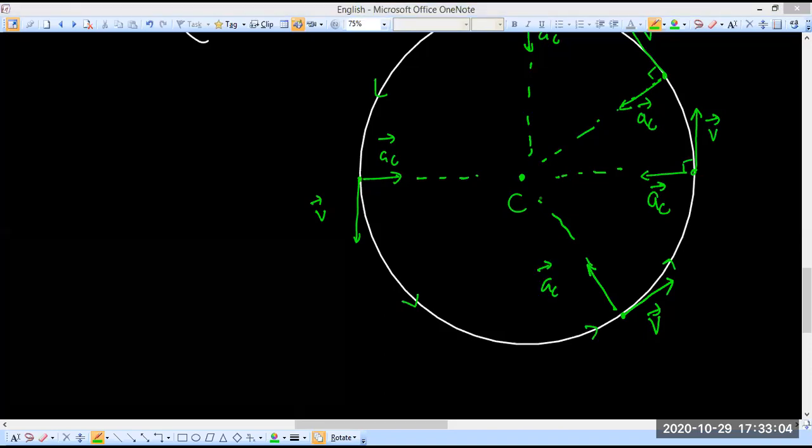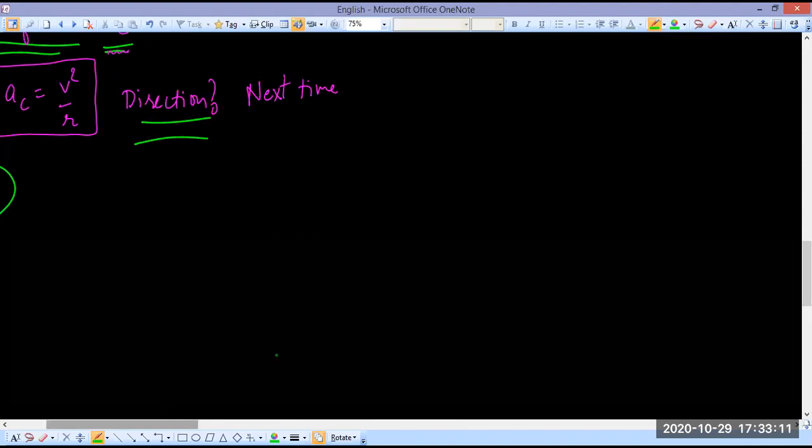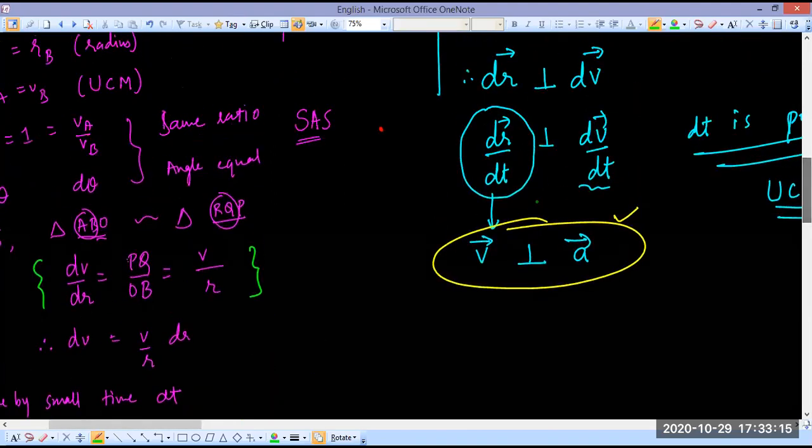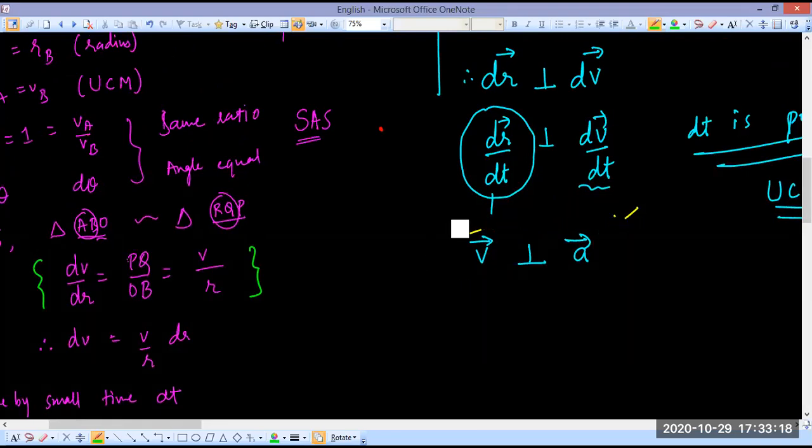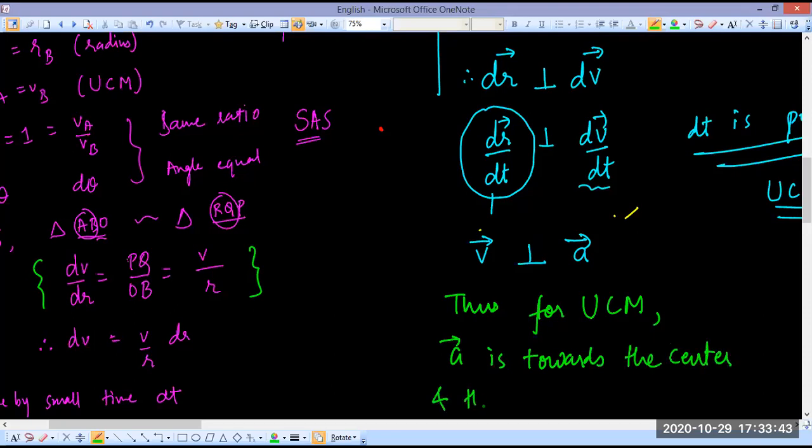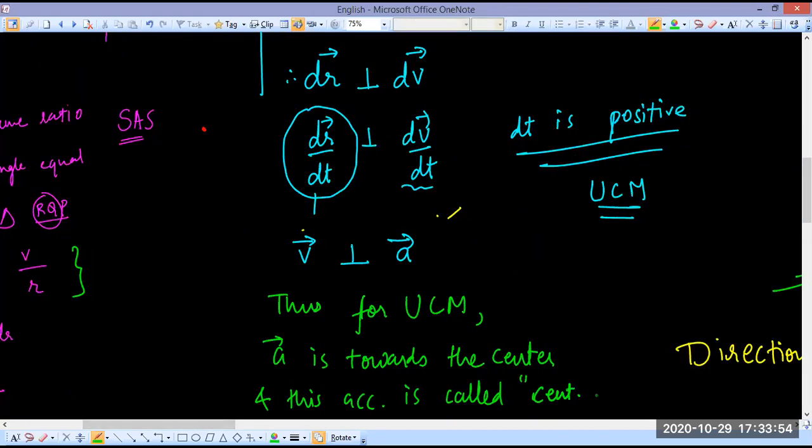Yes, speed remains constant. Okay, fine, let's wind up this whole derivation. Let's write one last line here. So you could now finally write, thus, for UCM acceleration is towards the center, and this acceleration is called centripetal acceleration. Okay, this acceleration is called centripetal acceleration.